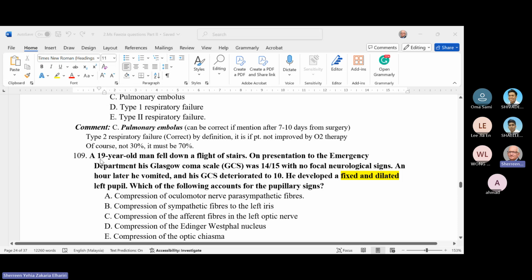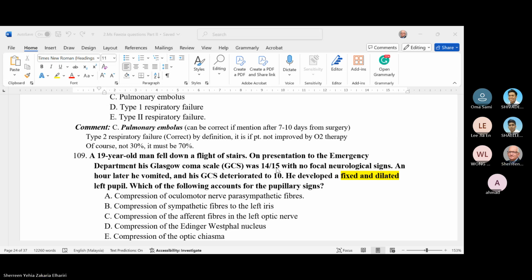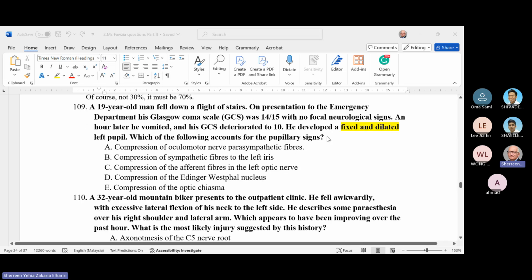Next question. A 19-year-old man fell down a flight of stairs and presented to the emergency department with Glasgow scale 14/15, so it is good. No focal neurological sign. An hour later, he vomited. Glasgow scale deteriorated to 10. He developed a fixed dilated pupil. What accounts for the pupillary sign?